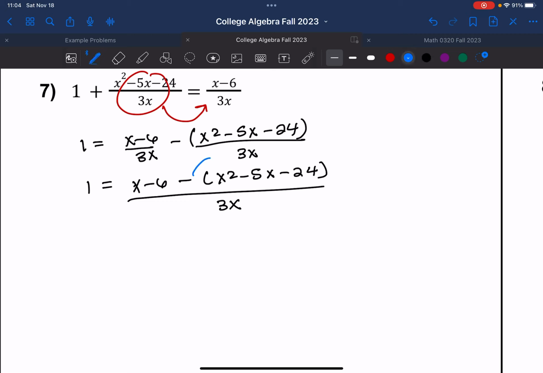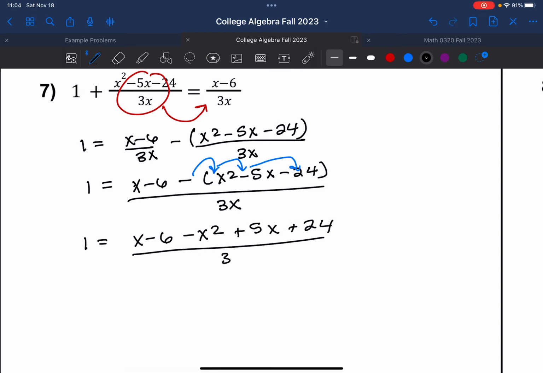Okay, so this negative is changing all the signs here. So I'm left with 1 is equal to x minus 6 minus x squared plus 5x plus 24 all over 3x. Okay, I'm going to combine like terms at the top. So I have my x's and then I have my constants. So 1 is equal to, looks like negative x squared plus 6x plus 18 all over 3x.